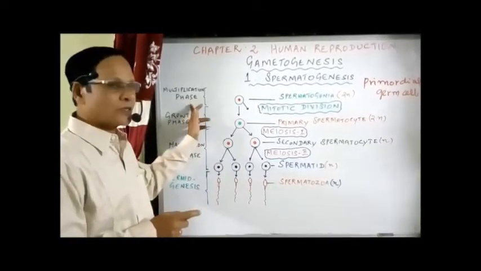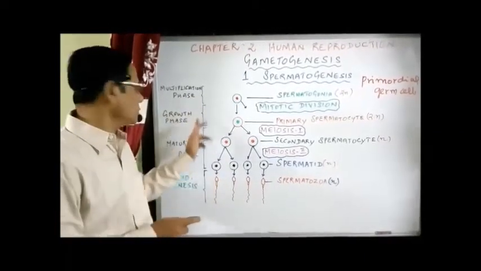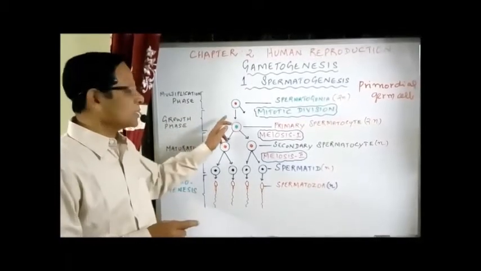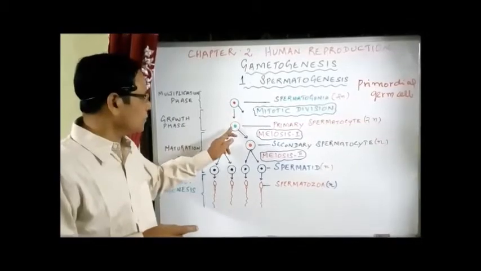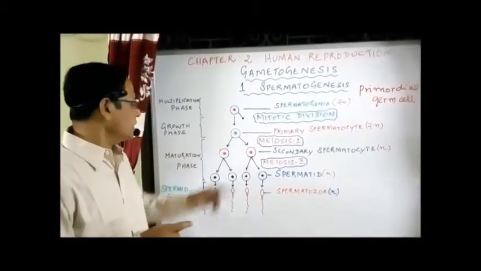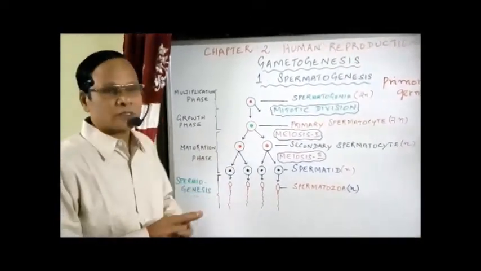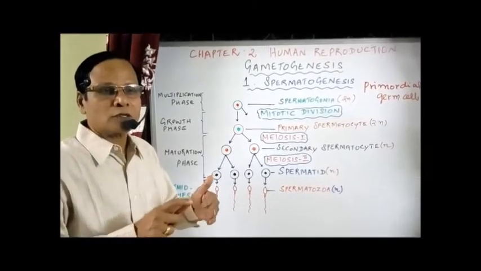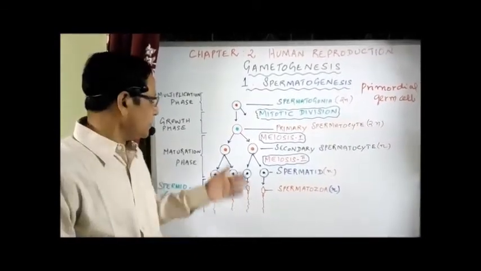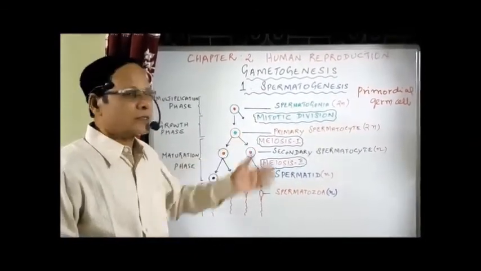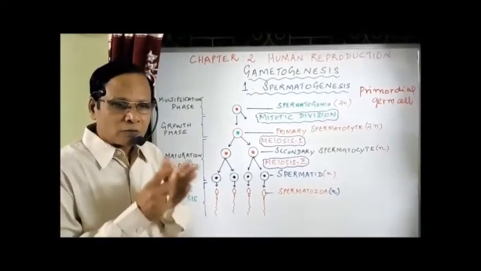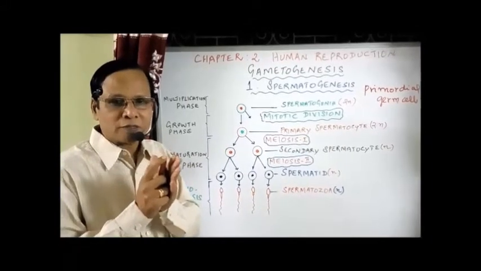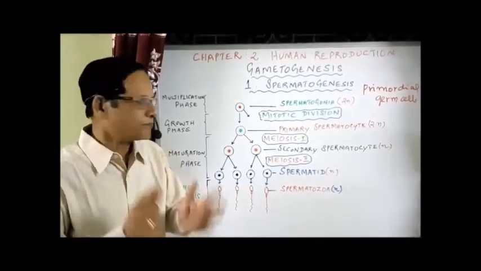So number one, multiplication phase: increase in the number of spermatogonia. Growth phase: a slight increase in size of the spermatogonial cell to form the primary spermatocyte. Now the next one, the primary spermatocyte undergoes a period called maturation. The maturation is nothing but meiotic division 1 and 2. So the chromosome number of the primary spermatocyte gets reduced to haploid.